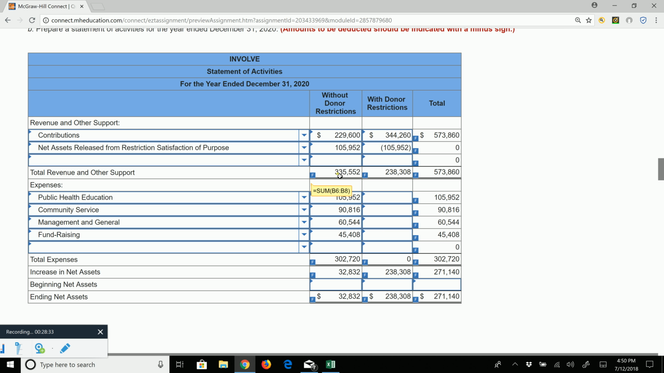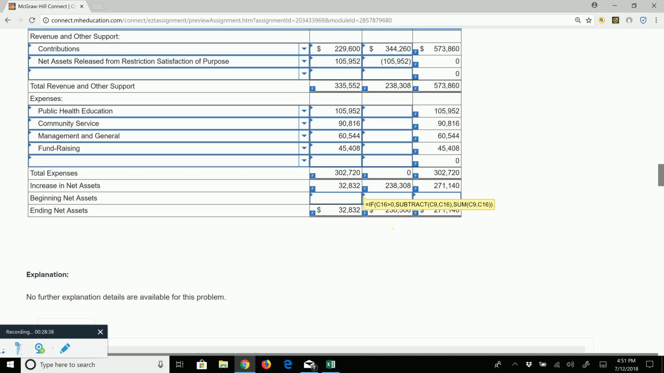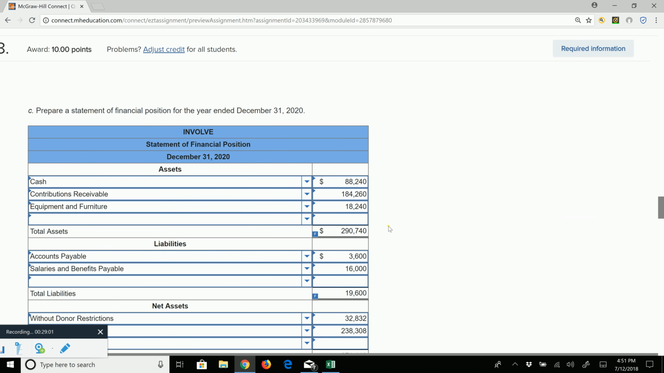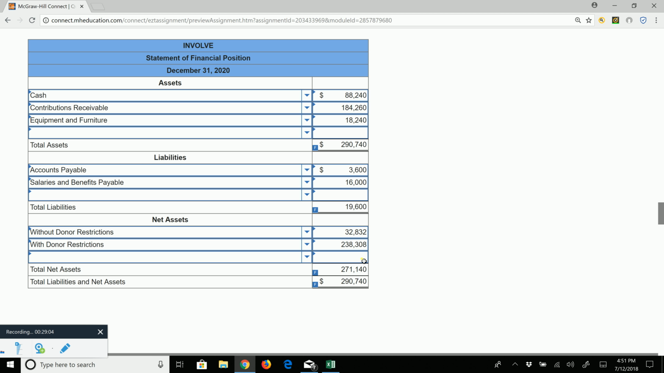All right, so if we take a look at revenue less the expenses, that gives you your increase in net assets. Because it is a brand new nonprofit, we can say beginning net assets are 0. They add the 0 to the increase in net assets, you get ending net assets, $32,000 for without donor restrictions and $238,000 with donor restrictions. Remember these numbers because they're going to be on our balance sheet, which is here, and there they are in the net asset section. And then of course you have your assets and liabilities.